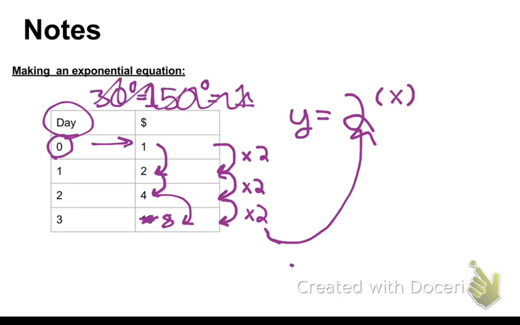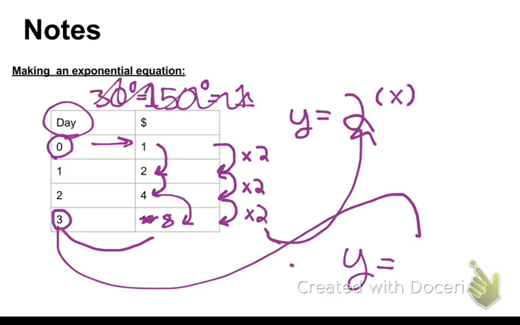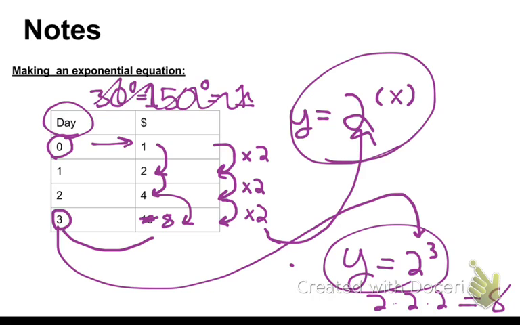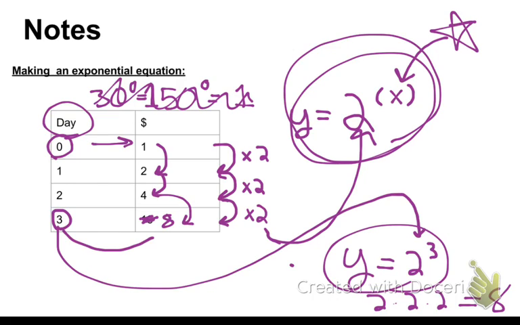All right? So after 3 days, I should have y equals 2 to the 3rd power, and 2 times 2 times 2 equals 8. So this is my equation. All right? Notice how the variable, the real math, exists in the exponent. Okay? Keep an eye on that as you work through these problems.